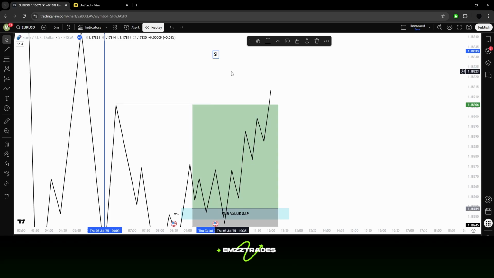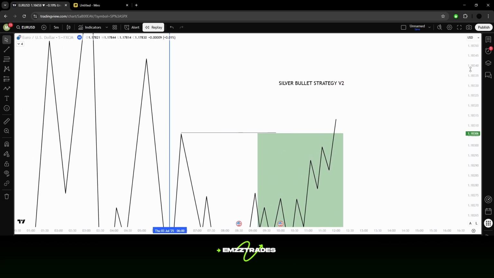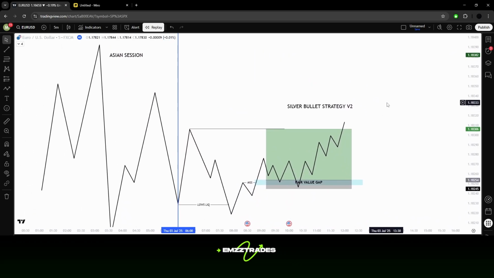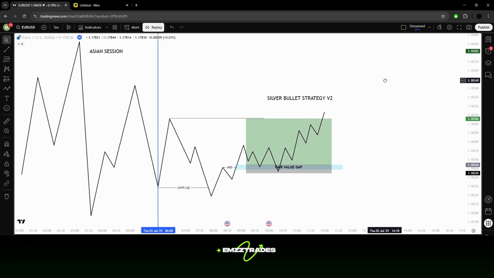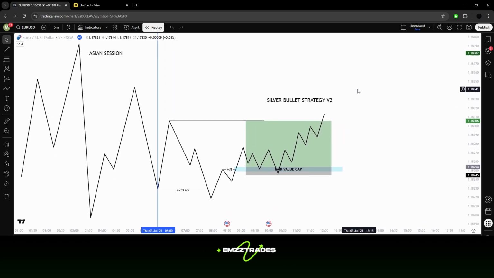So this is the silver bullet strategy V2, right? This is a new and improved silver bullet strategy that ICT hasn't ever taught himself, but I personally do teach this because I've developed this over the years and it does work for me.